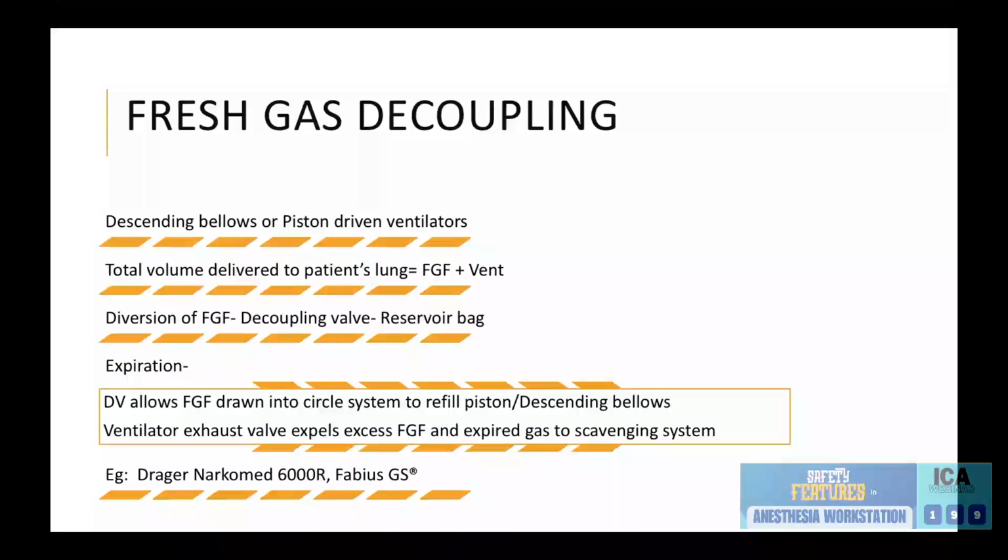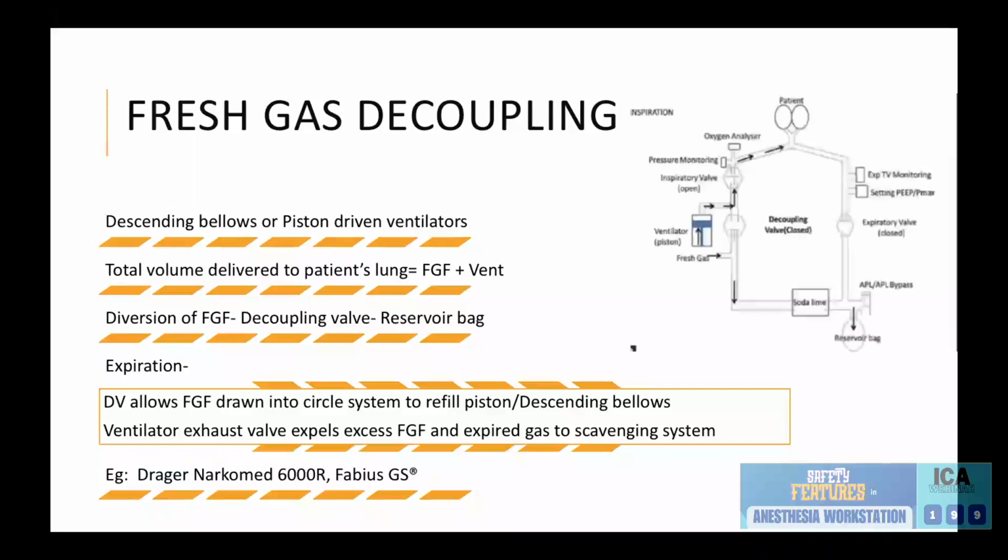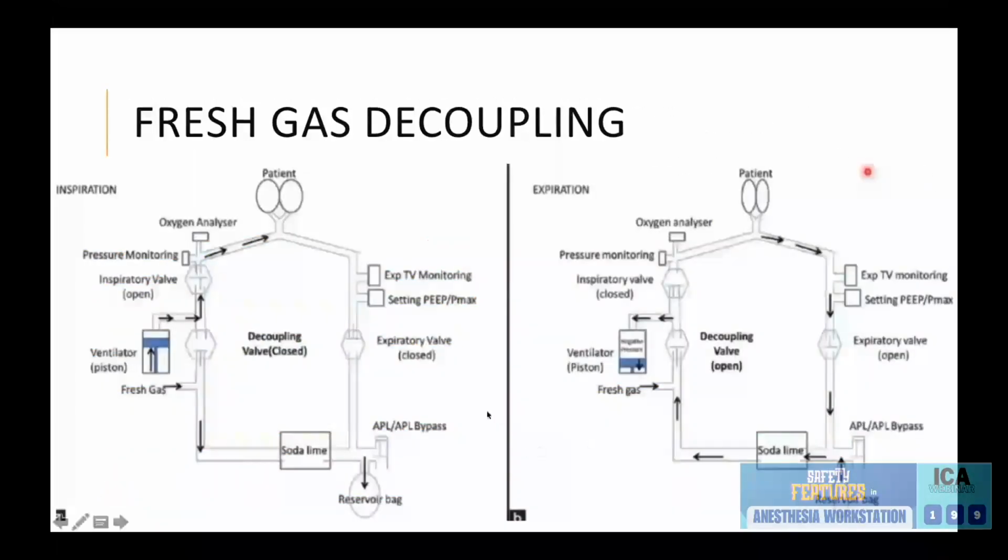Fresh gas decoupling is what? This decouples the tidal volume from the fresh gas. So ultimately, what is being delivered to the patient? This is the inspiration phase. This is the piston ventilator. During inspiration, the decoupling valve is closed, and that causes the fresh gas to not reach the patient. So it is not contributing to the tidal volume. What is contributing to the tidal volume at this particular point of time is the gas present in the ventilator, which goes and contributes to the tidal volume.